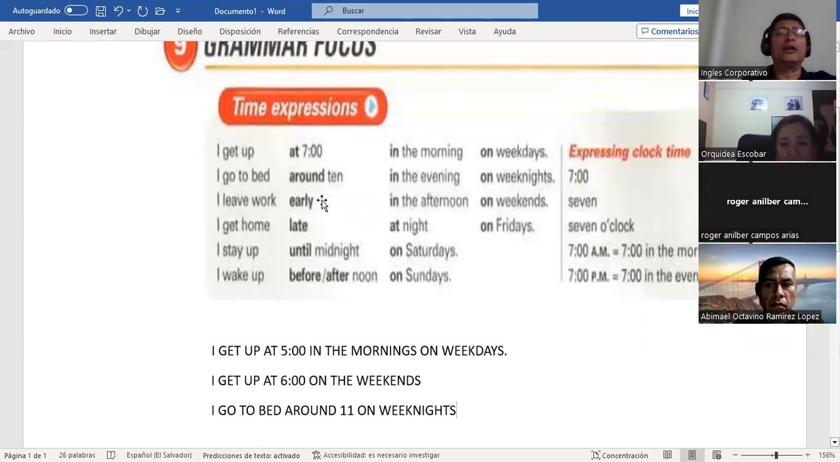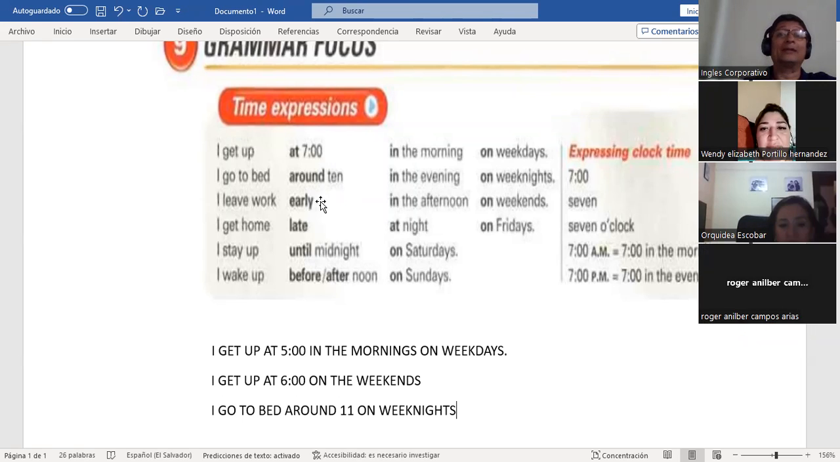And early. What does early mean in Spanish? Temprano, right? So I can say I leave work at 4 p.m. or at 4 in the afternoon. Okay, we can use different expressions. But these are the time expressions that we are studying.